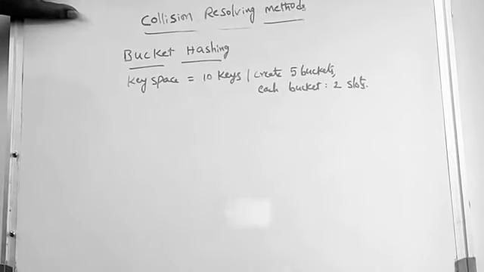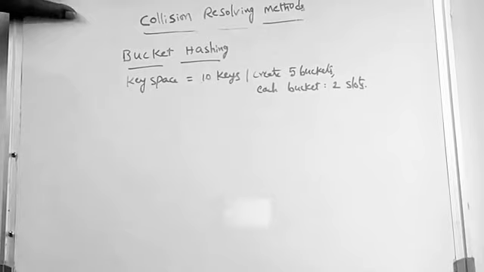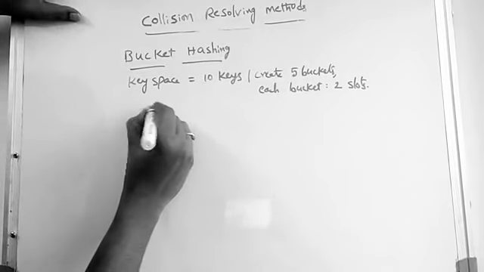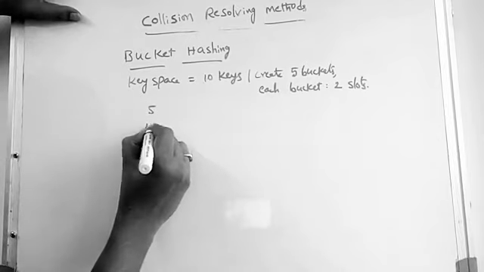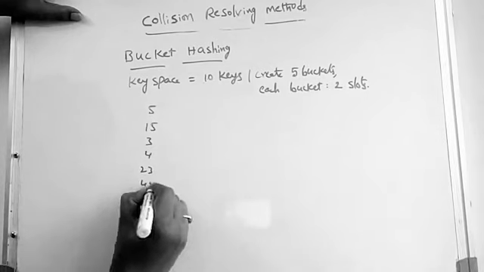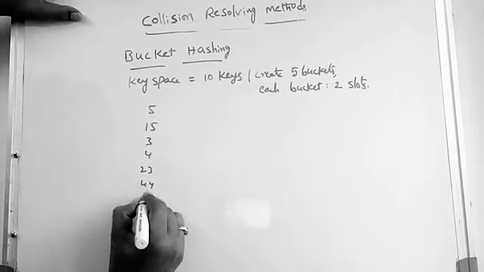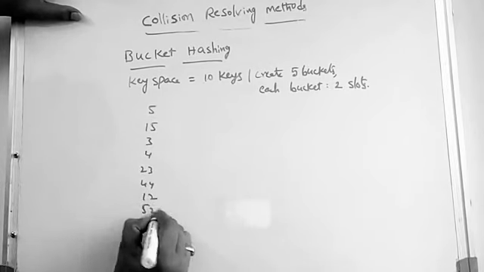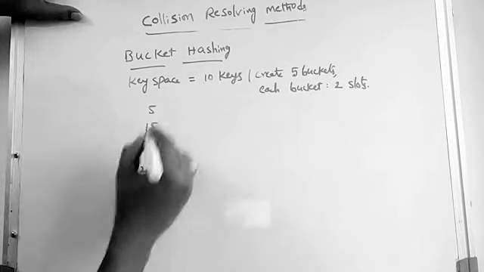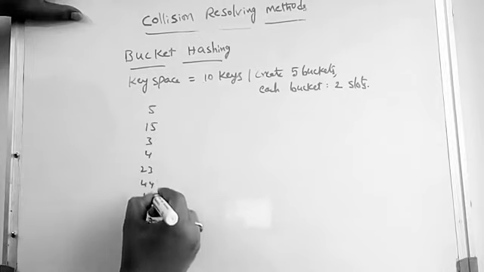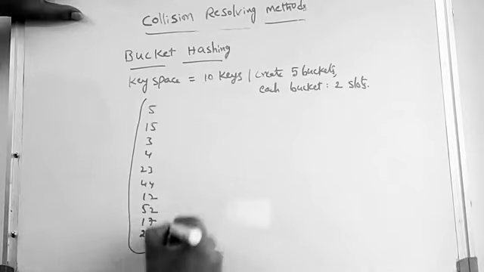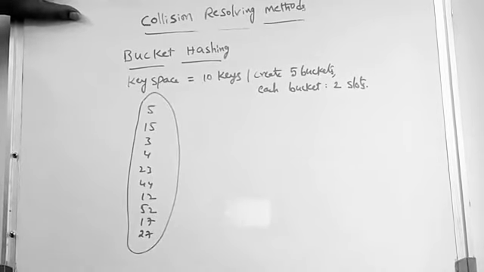Let us discuss what is a bucket, what is a slot. The key elements are 5, 15, 3, 4 and 23, 44, 12, 52, 17, 1, 2, 3, 4, 5, 6, 7, 8, 9. Let these be my keys.